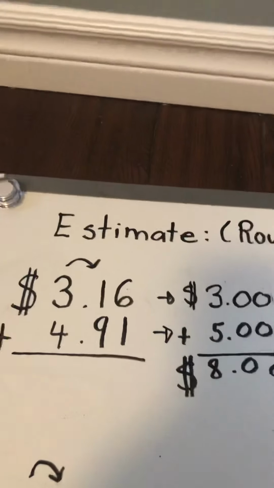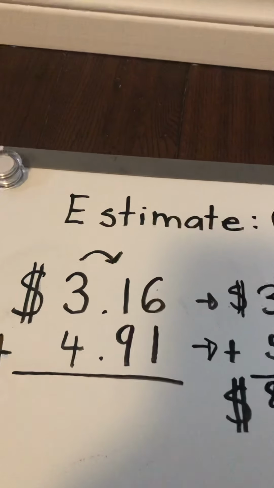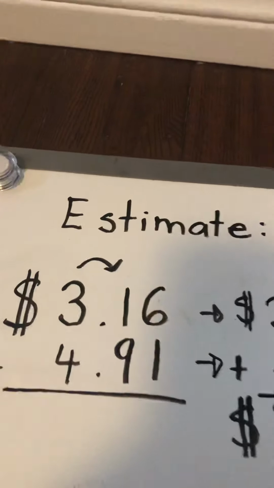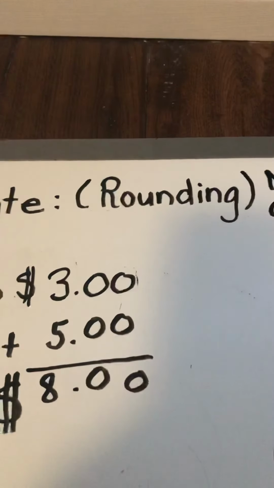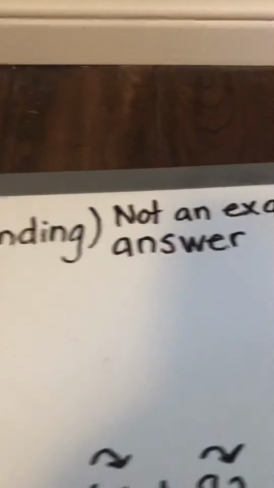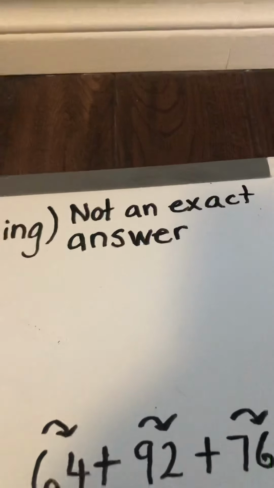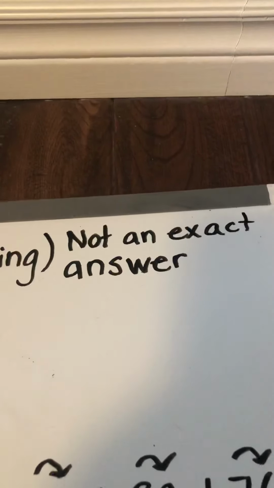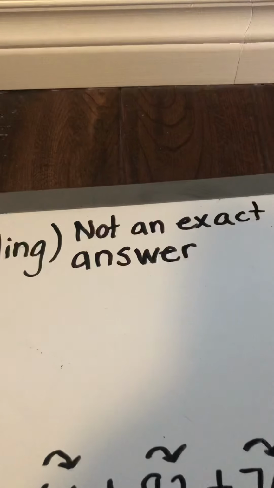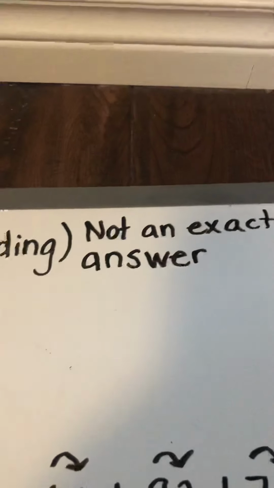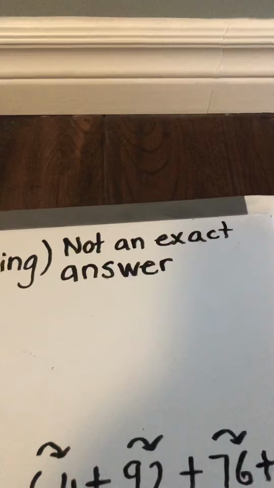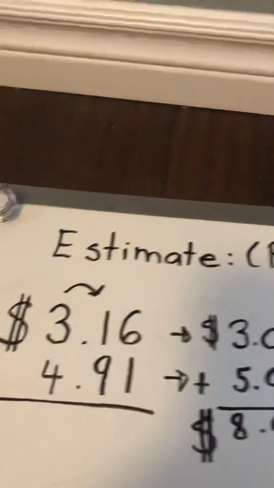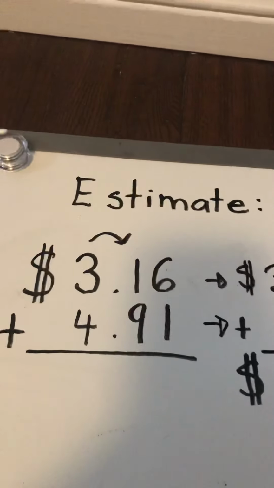So for this section, we're going to do estimate. Estimate of sums. Estimate and rounding basically mean the same thing. We don't want an exact answer. We want a close answer, but not an exact answer. And that's why we've been practicing so much, rounding to the nearest tens, rounding to the nearest hundreds, rounding to the nearest thousands. This time we're estimating sums.